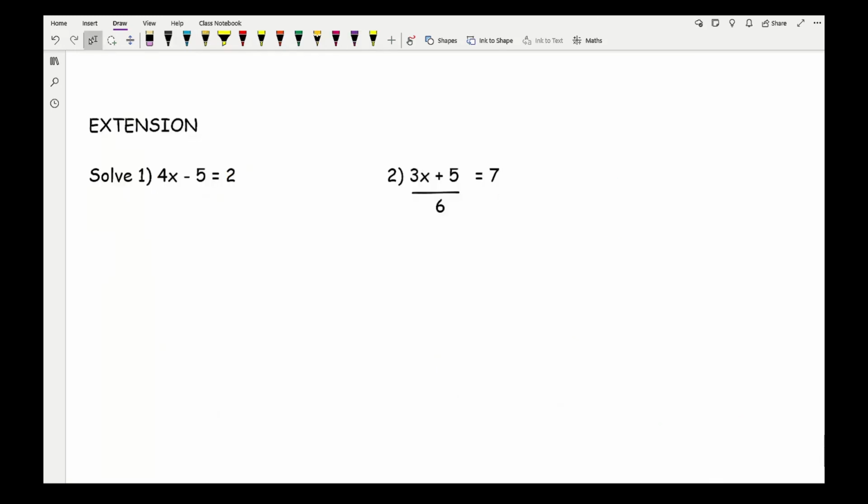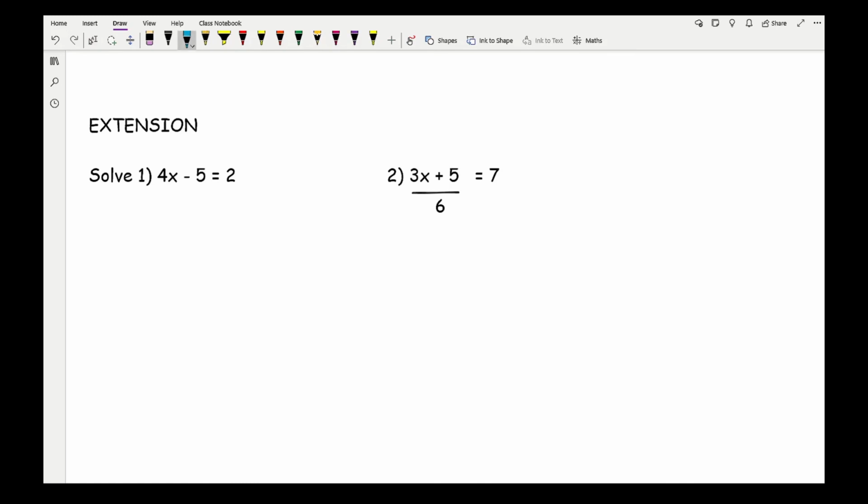Now, depending on what level you're working at, you may just get whole numbers as your final answer, but what you need to be aware of is that not all answers are going to be nice whole numbers. Some of them could be negative, some of them could be fractions, as we've already explained. But the key thing is just remembering the steps, and it's all about doing the opposite.